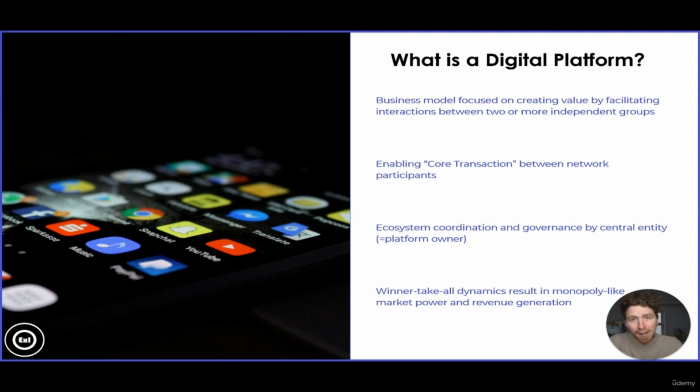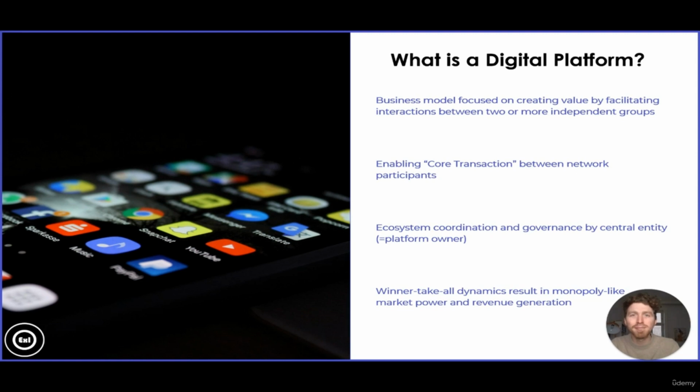And in the platform economy, you have these winner-takes-all dynamics, which result in a monopoly-like market power and revenue generation for the winners. So from an investor's point of view, these are the kind of companies you want to recognize early on, because the return potential in digital platform businesses is enormous, as we will see later on in this module.